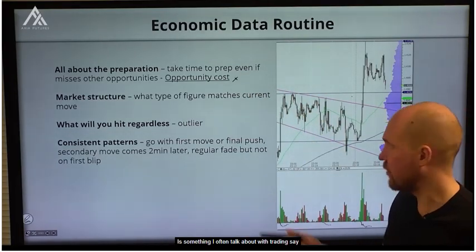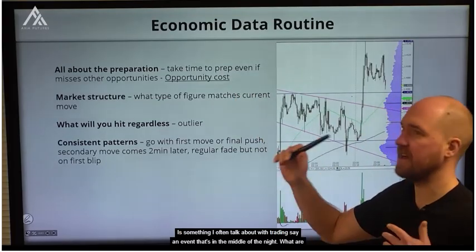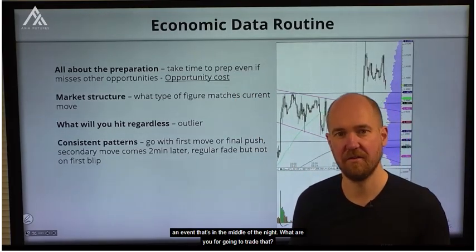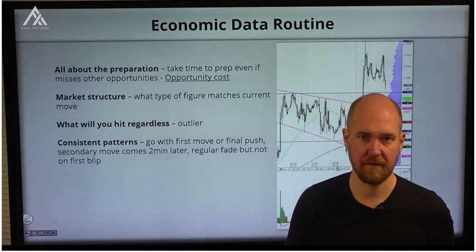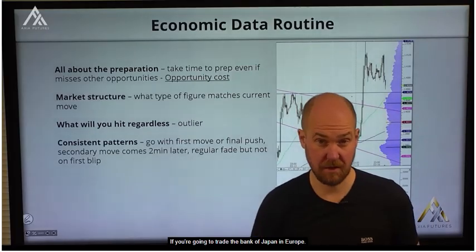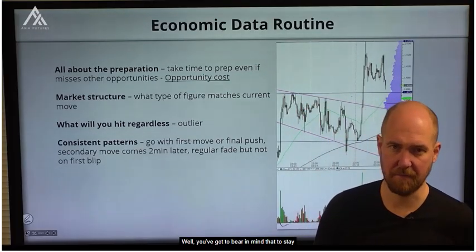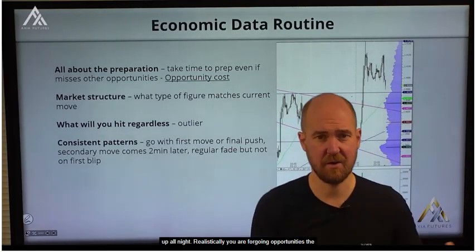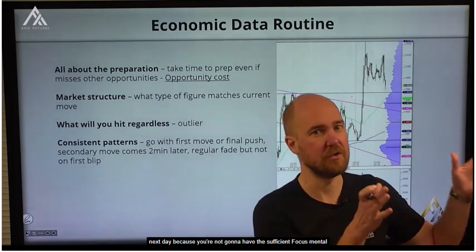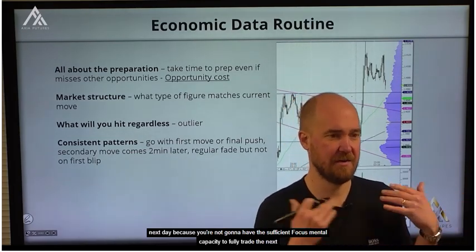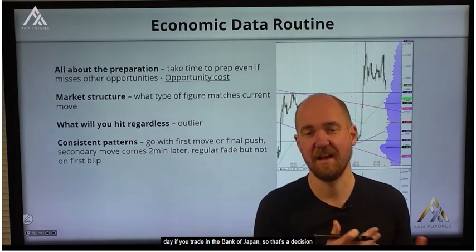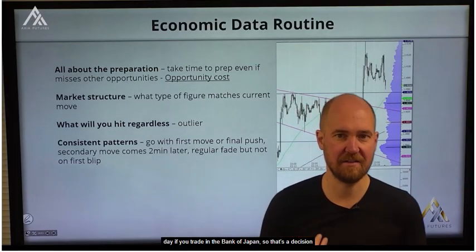It's something that I often talk about with trading, say, an event that's in the middle of the night. What are you foregoing to trade that? If you're going to trade the Bank of Japan in Europe, well, you've got to bear in mind that to stay up all night, realistically, you are foregoing opportunities the next day because you're not going to have the sufficient focus, mental capacity to fully trade the next day if you trade in the Bank of Japan. So that's a decision that you have to make.